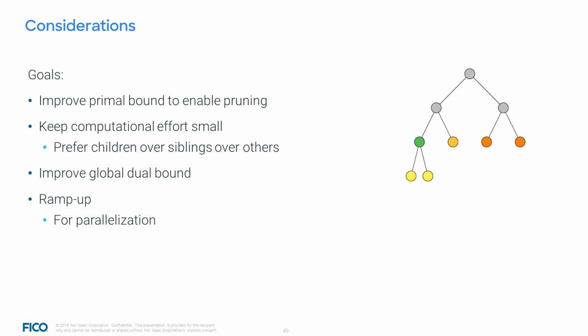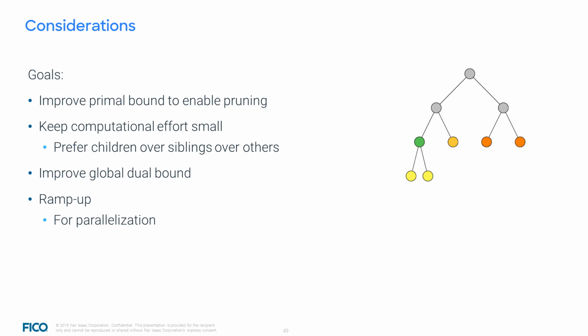Node selection fulfills different purposes. First of all, one goal is to improve the primal bound to enable pruning. In particular, at the beginning of the search, finding feasible solutions is important. Moreover, very importantly, the computational effort should be kept small. Both can be achieved by preferring children over siblings over other nodes, in a depth-first search manner.